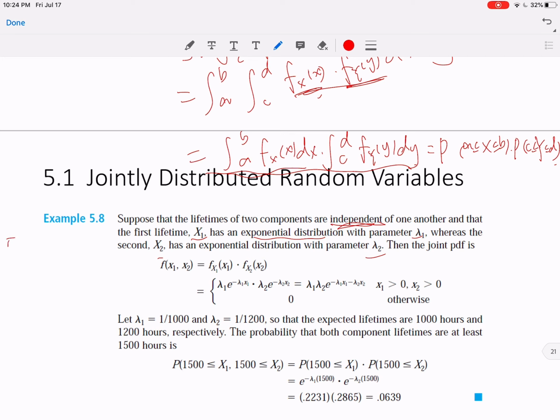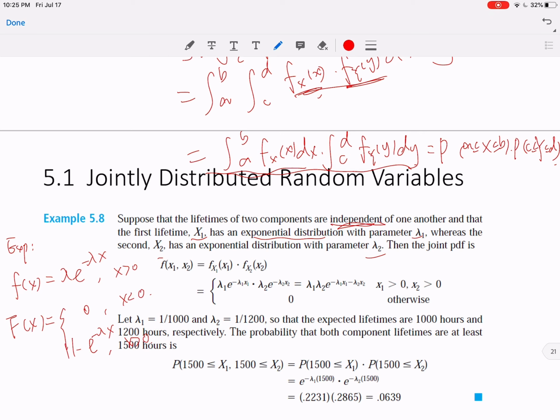For the exponential distributions, we have the PDF f of x is equal to lambda e to the negative lambda times x, right? And x is greater than 0, of course. And then the CDF is going to be equal to 1 minus e to the negative lambda x, for x greater than 0, and 0 if x is less than 0.